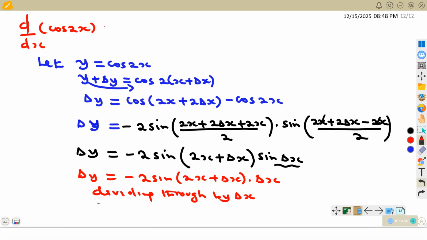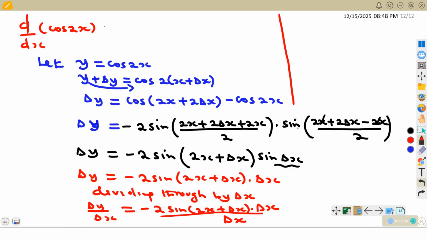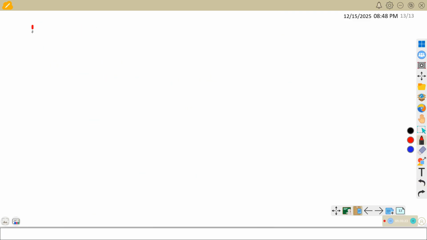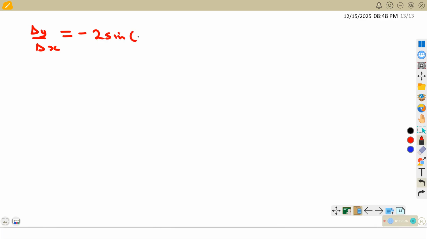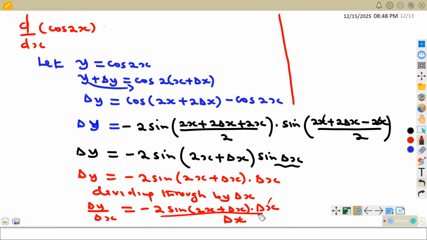Dividing through by delta x, we should be able to have delta y upon delta x, which is minus 2 sine of 2x plus delta x times delta x divided through by delta x. So delta x will cancel out, and we shall have delta y upon delta x equal to minus 2 sine of 2x plus delta x. That is what we shall have when delta x cancels out.